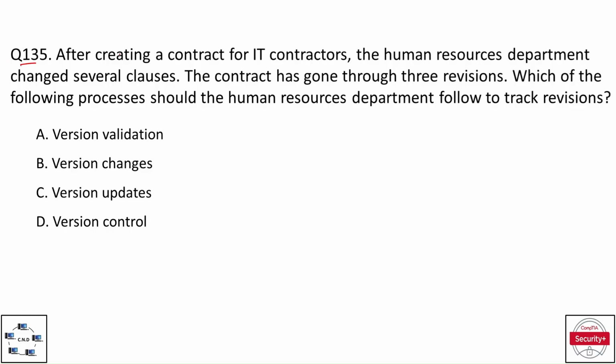Question number 135. After creating a contract for IT contractors, the Human Resources Department changed several clauses. The contract has gone through 3 revisions. Which of the following processes should the Human Resources Department follow to track revisions? And the options are option A, version validation, option B, version changes, option C, version updates, and option D, version control.